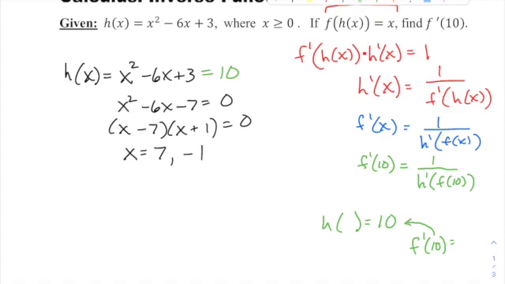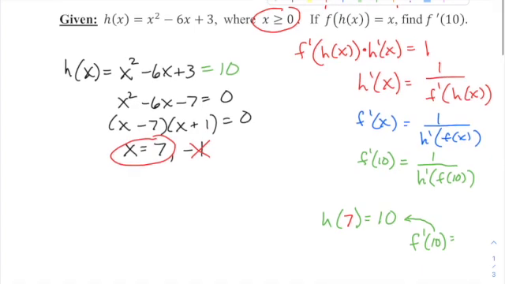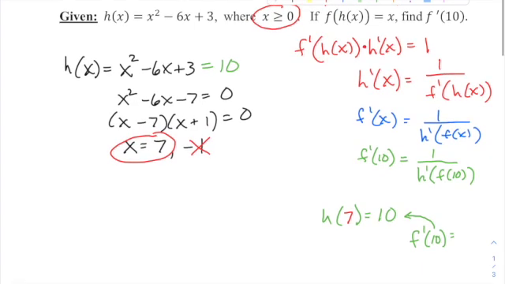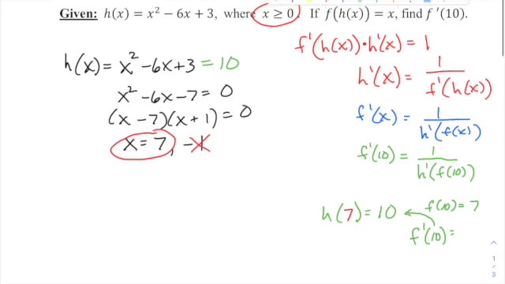However, keep in mind we've restricted the domain to x is greater than or equal to 0, so disregard the negative value, and we are talking about the x value of 7. Okay, so h of 7 is 10, which is another way of saying that f of 10 is 7. They're inverse coordinates of each other. X and y are flip-flopped.